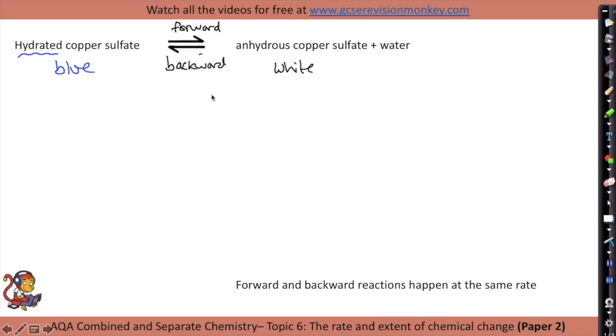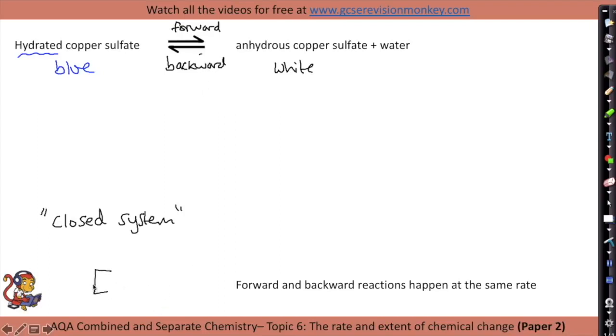And if we do the reversible reactions in a closed system, so no reactants or products can leave, eventually the reaction will look like it's stopped. So hydrated copper sulfate will break down into these two products. These two products will then react together to make hydrated copper sulfate, and this will be happening continuously, but it will look like the reaction has stopped.